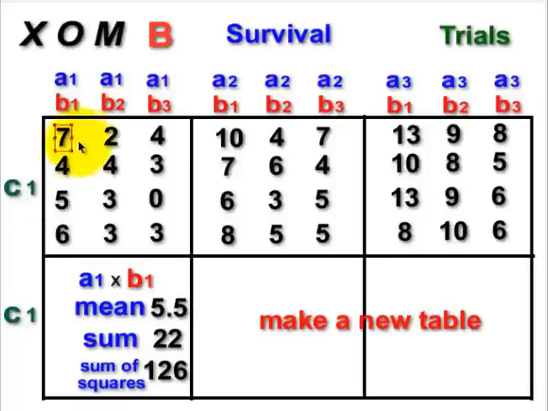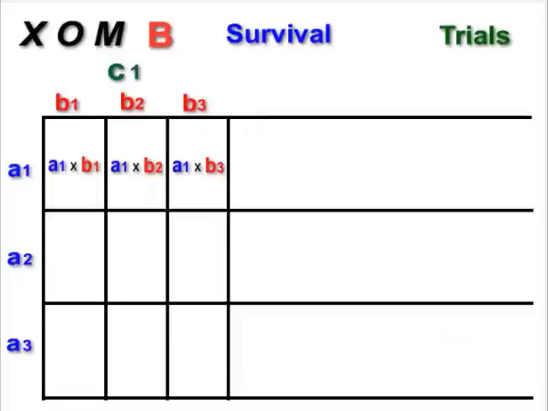We need to do this for each and every one of these little columns in here. So we're going to make a new table. It's going to look something like this. So here's the C1 group. We'll do the C1 group first and then the C2 group second. But here is the A1 at B1 level, A1 at B2 level, A1 at B3 level, etc. We're going to calculate those numbers for each of the cells like this first. Remember, we're going to get the mean, the sum, and the sum of squares for each one of those little columns.